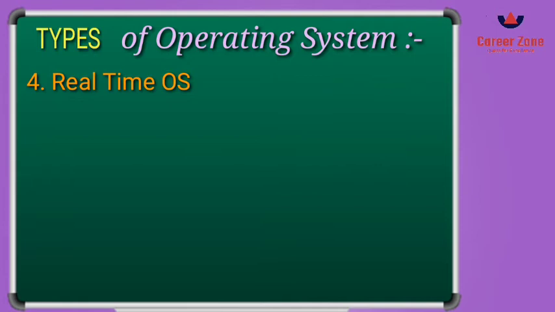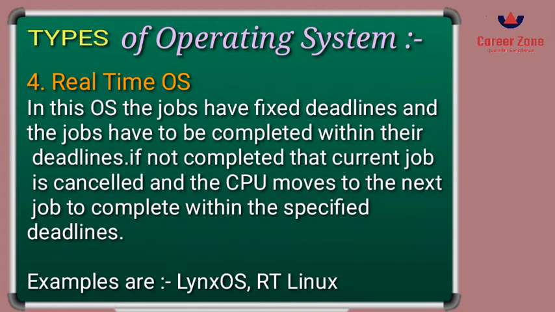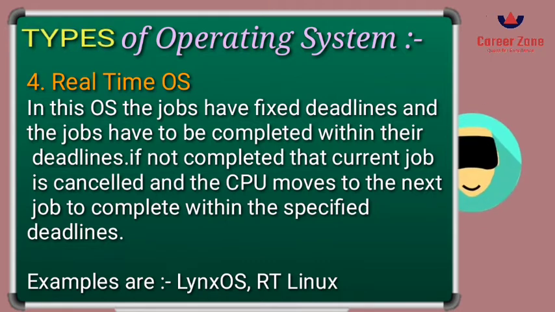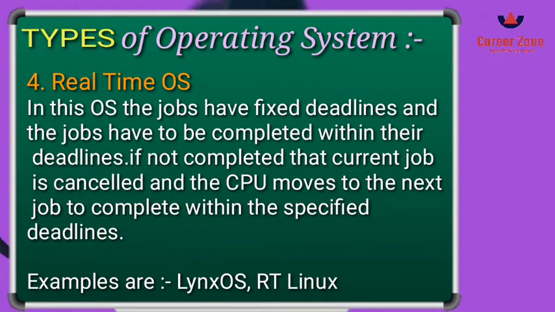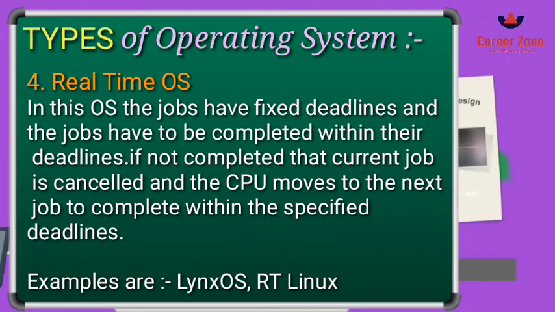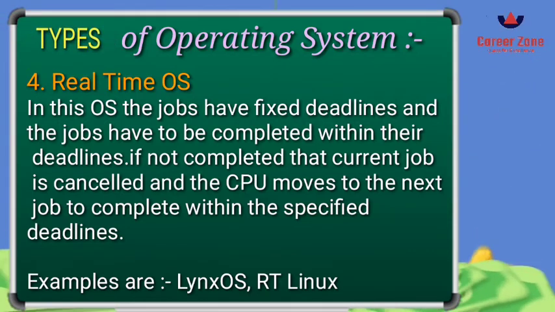The fourth kind of operating system is a real-time operating system. It is also called RTOS. The examples can be Linux and RT Linux. This kind of operating system has a fixed deadline for each task given by the user, and if at the fixed deadline the CPU fails to execute the task, then that task will get cancelled automatically and the next task will be performed.